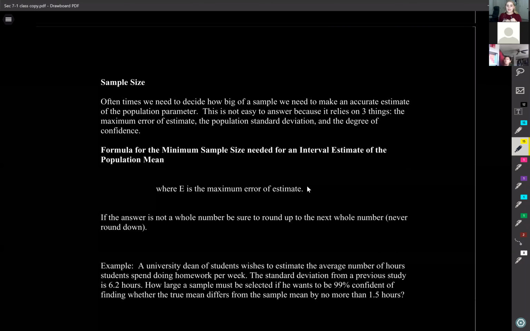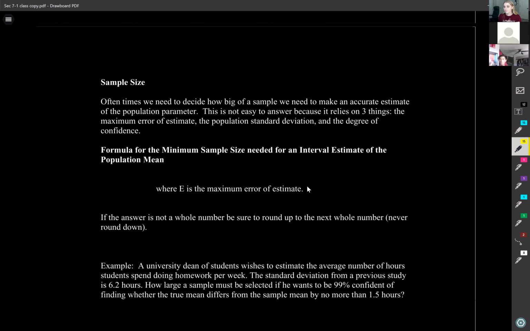So we're going to say, hey, if you want to be this confident about something, what sample size would you need to do that? Like how many people do you need to ask, or how many samples do you need to gather in order to be this confident? So the more people that you survey, maybe the more confident you can be that you've made a good conclusion.